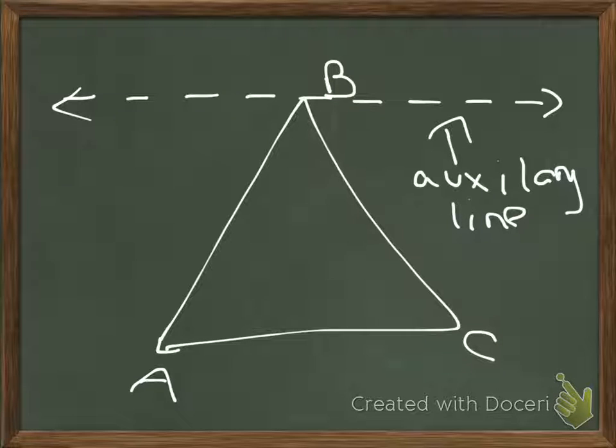Something to note in terms of a vocabulary word is an auxiliary line, which I've pointed to here. Sometimes you might need an auxiliary line to find different angles. So it's just an extra line or a segment drawn anywhere on the vertices of any of the triangles to help you find the angles that are inside the triangle.